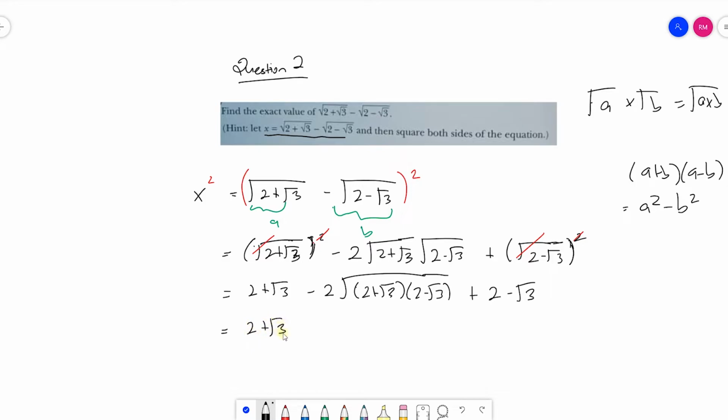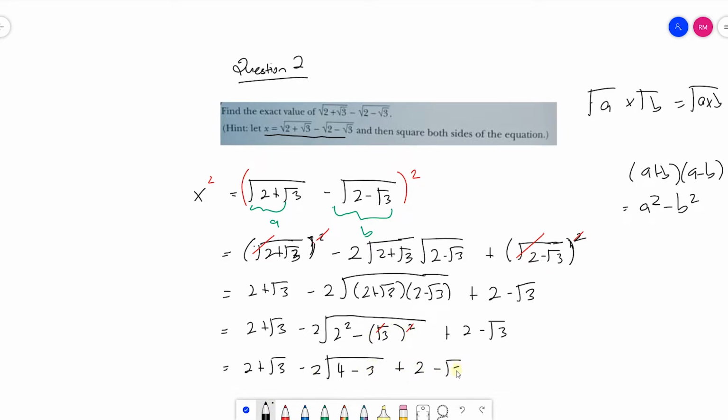So 2 plus surd 3 minus 2 square root. All right, so this is a, this is b, correct? So a square, which is 2 square, and then minus b square, surd 3 square. And then copy back, plus 2 minus surd 3. So it is equal to 2 plus surd 3 minus 2 surd, 2 square is 4, 4 minus this surd and square can cancel off, correct? So 4 minus 3 plus 2 minus surd 3.